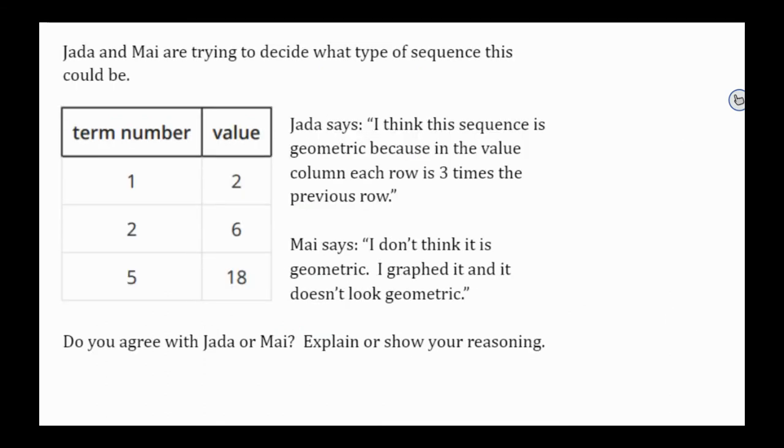Jada and Vivian are trying to decide what type of sequence this could be. Jada says, I think this is geometric because in the value column, each row is 3 times the previous row. Vivian says, I don't think it's geometric. I graphed it and it doesn't look geometric. Do you agree with Jada or Vivian? Explain or show your reasoning. So on your paper, tell me which one of those two you think is correct and why.